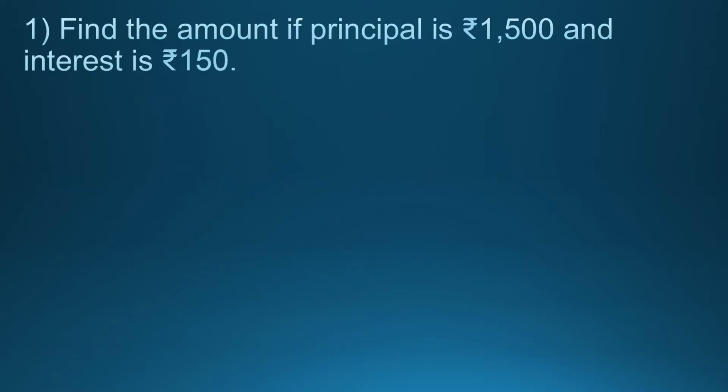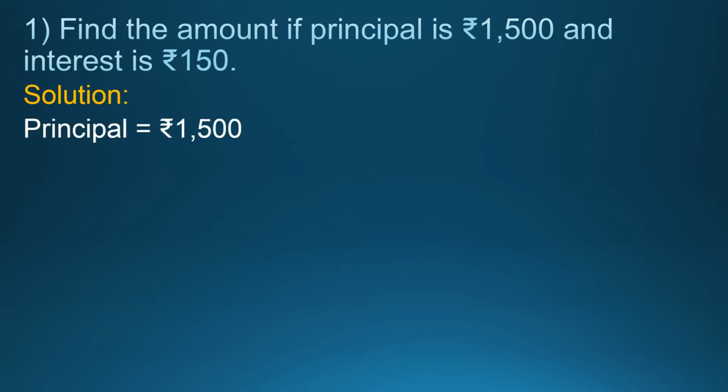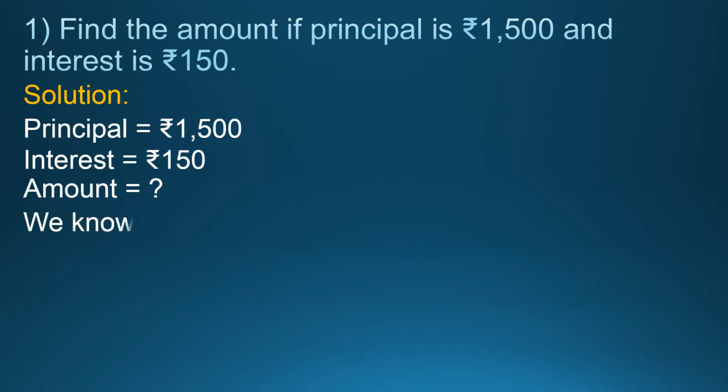Question number 1. Find the amount if principal is rupees 1500 and interest is rupees 150. See, in this question, principal is equal to rupees 1500 and interest is equal to rupees 150 and amount we have to find out. Now tell me which formula we have to use in this question? Yes, amount is equal to principal plus interest. So write down, we know that amount is equal to principal plus interest.